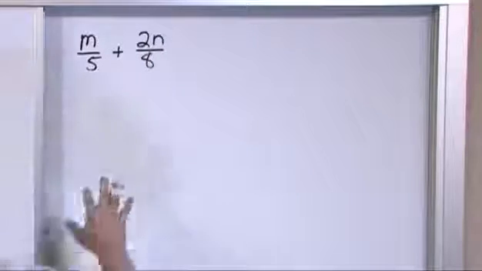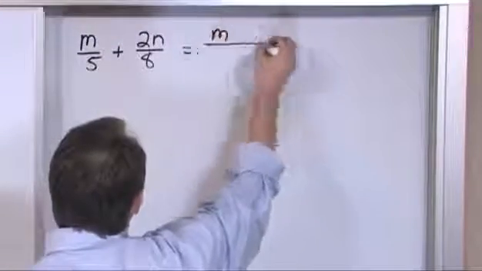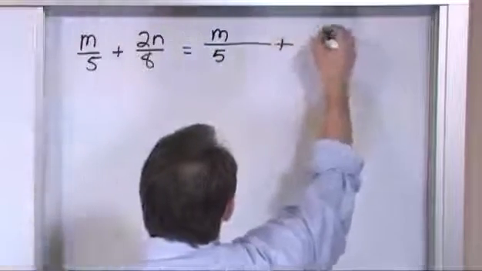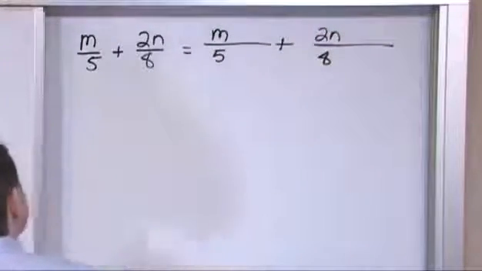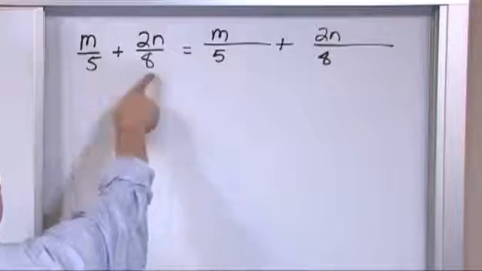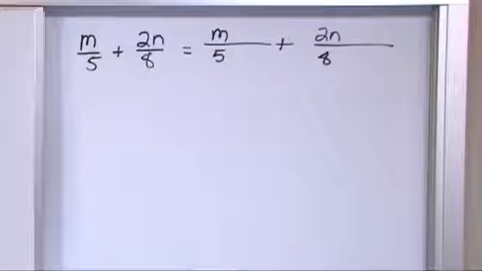So you might look at that and say, whoa, I have no idea. But just look at it. You have two numbers in the bottom. These are different. Let's go and find the denominator. What can I do with this? m over 5 plus 2n over 8. Now, you're looking for the smallest number that can be multiplied by one of these numbers to give you that denominator.